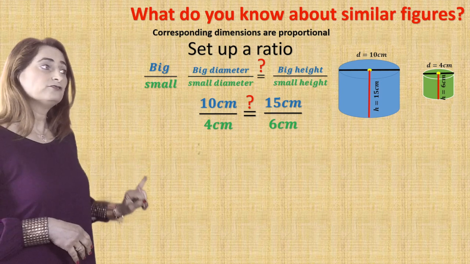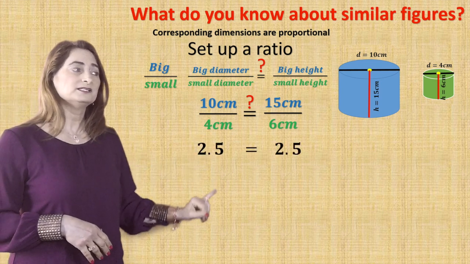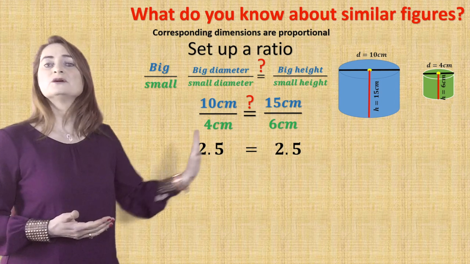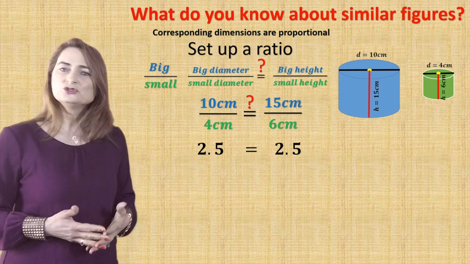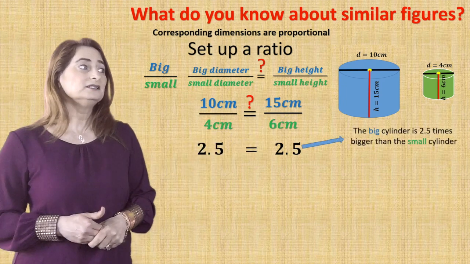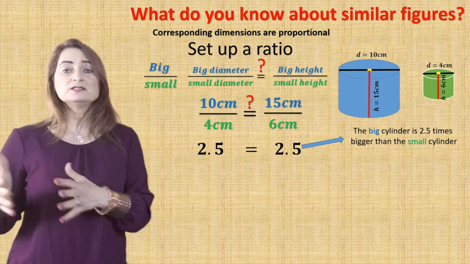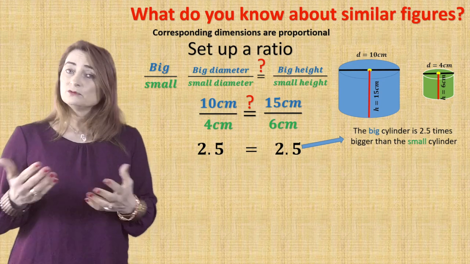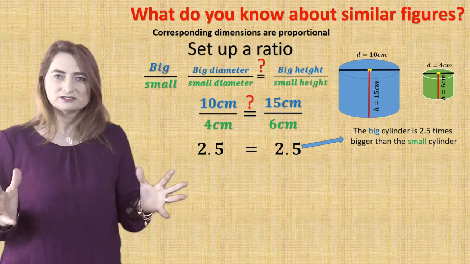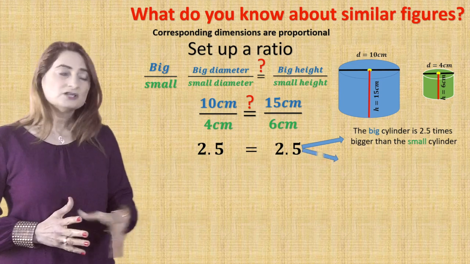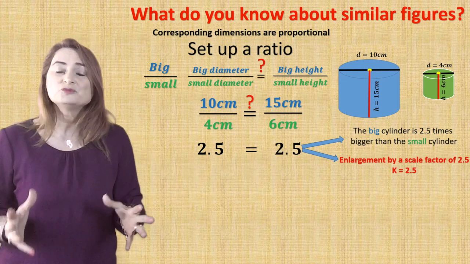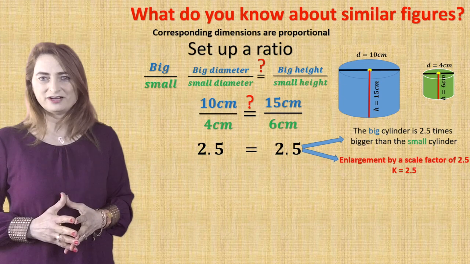Yes, 10 divided by 4 is 2.5. 15 divided by 6 is 2.5. So the ratios are equal. It is proportional. What does that 2.5 mean? 2.5 means the big cylinder is 2.5 times bigger than the small cylinder, which we already discussed before in different lessons about dilation with a scale factor. So the scale factor is 2.5. It's an enlargement by a scale factor of 2.5.